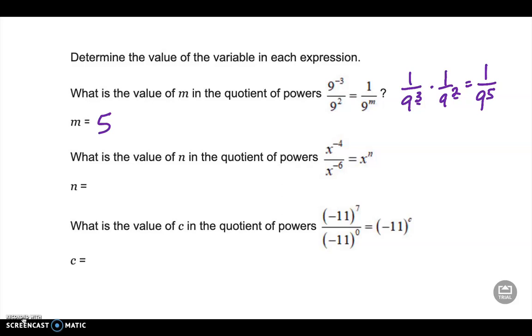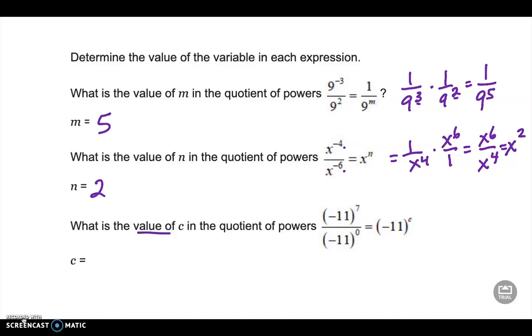In this case, we've got both negative, so we're going to rewrite this as 1 over x to the 4th times x to the 6th over 1, which is x to the 6th over x to the 4th. We're dividing, so we're going to subtract, and we're going to get x squared. 6 minus 4 is 2, so n is equal to 2.